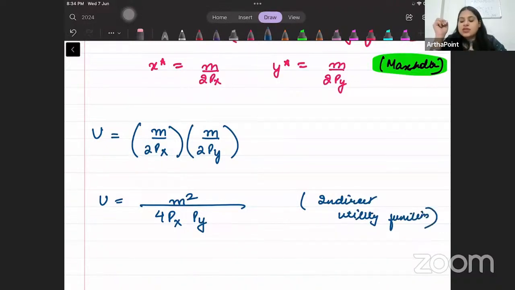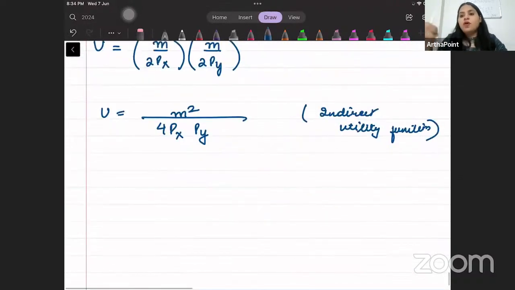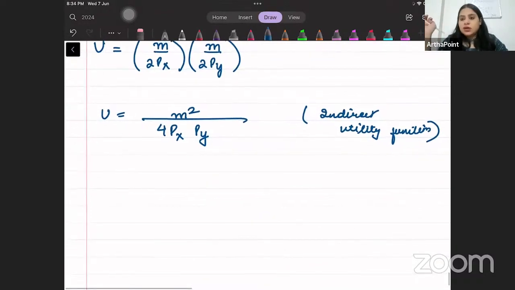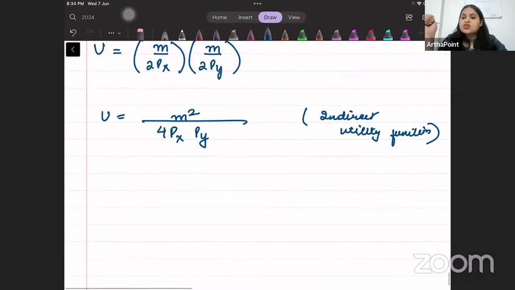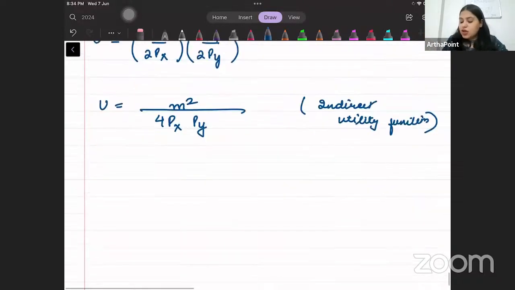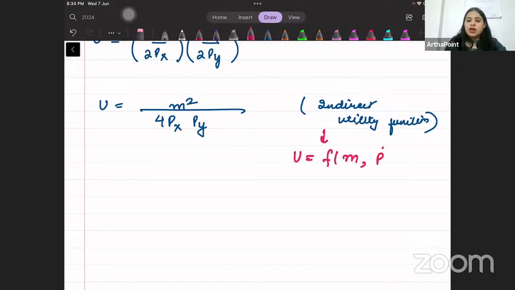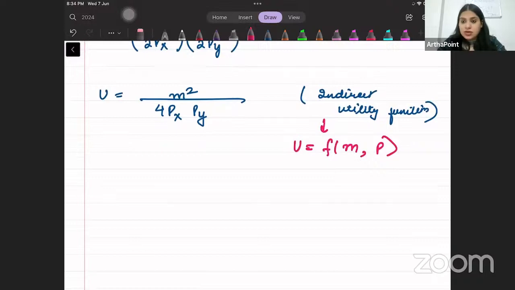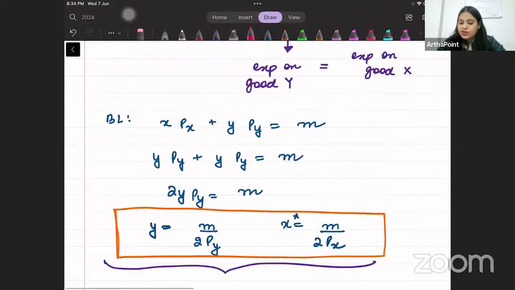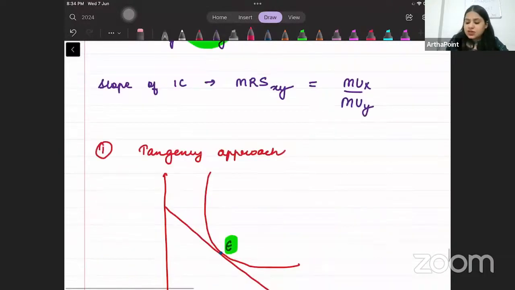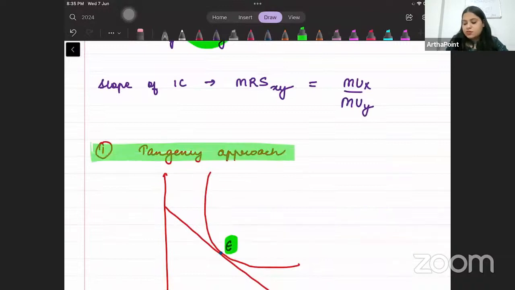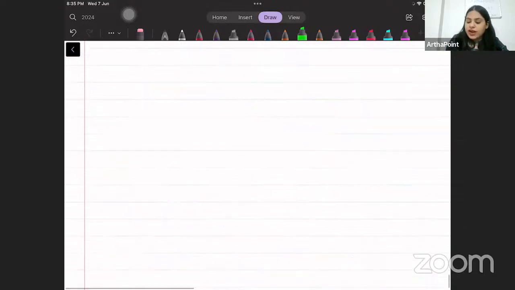Another kind of question that comes in exam: derive the indirect utility function of the following utility function. So this is called indirect. What is indirect utility function? Utility as a function of income and prices. Now this itself has multiple properties, which we will discuss in the next class. But before that, one thing that I would like to highlight here is that this is the first approach, the tangency approach. I just want to take you through another approach, and you can write that down as the Lagrange approach.